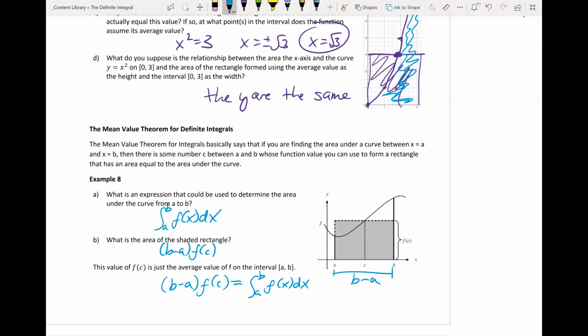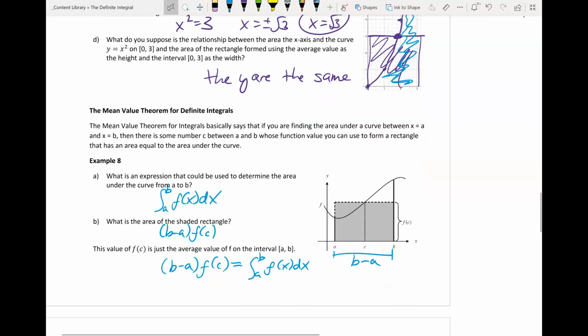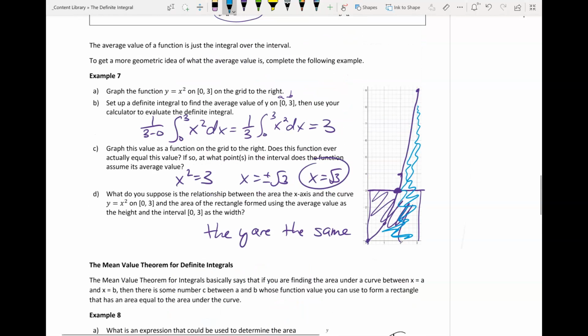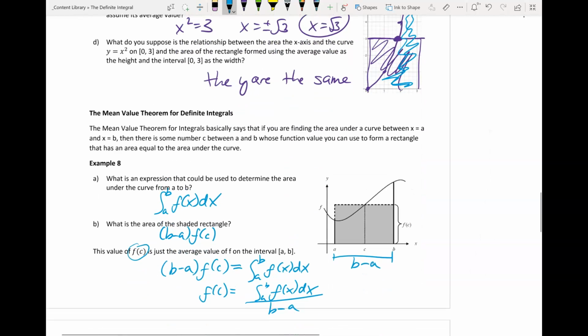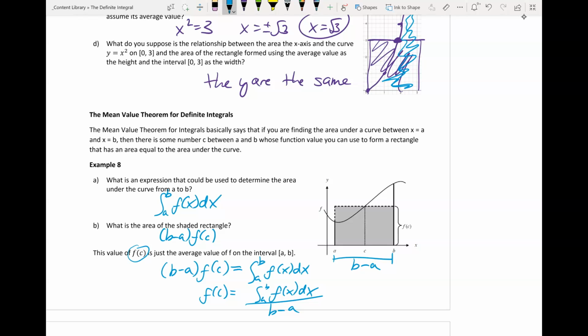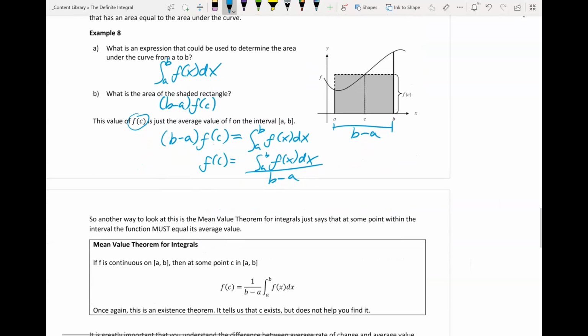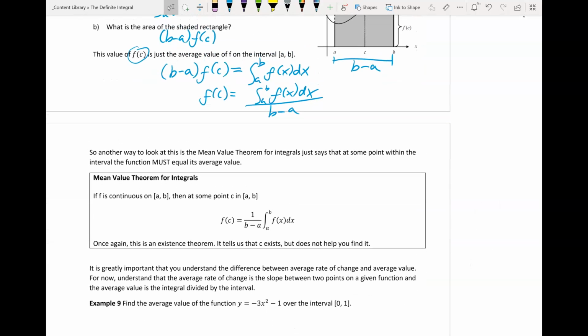and this should be equal to the integral from a to b of f of x dx, which is the area underneath the curve. And we found in our last example in D that they are the same. So I'm just going to rearrange this because we want to solve for the value of f of c. So f of c is the integral from a to b of f of x dx all over b minus a. And hello, that is right up here. You have that. So that means your mean value theorem is essentially the same as finding your average value, and that there's some number c that will do that.